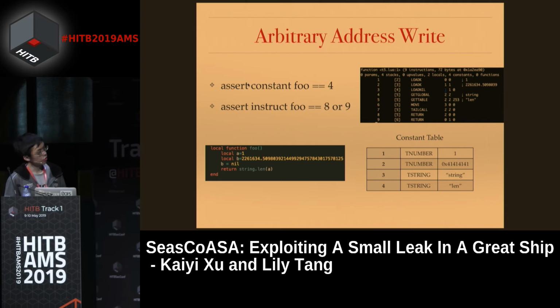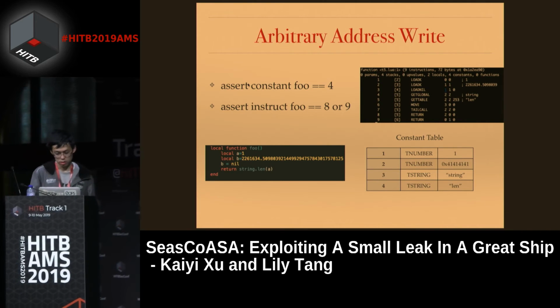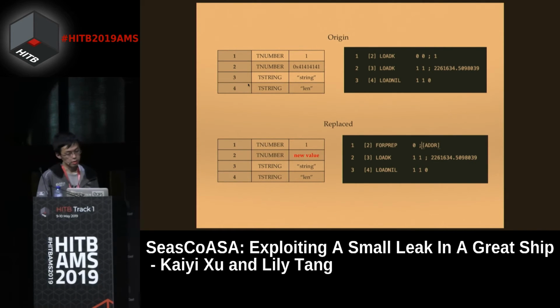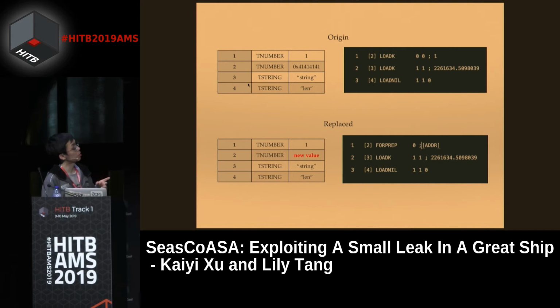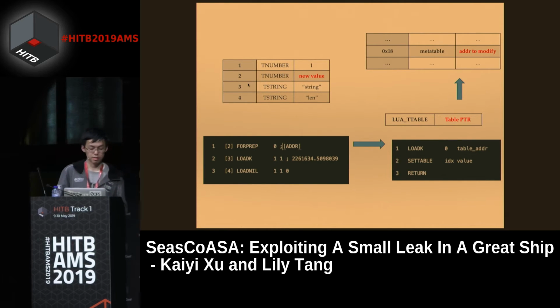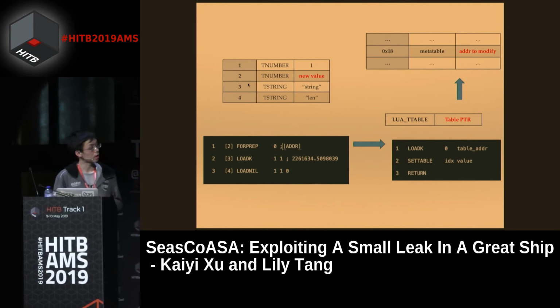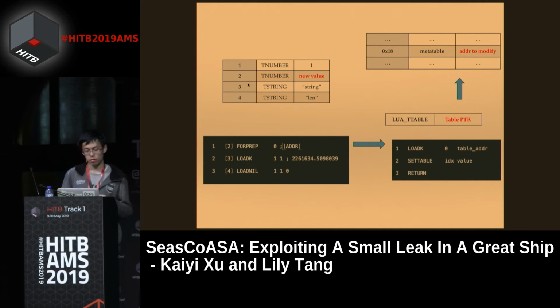There is a little difference here. We can see that the second parameter we have already replaced with 0x414141. And we can replace it like this: replace the second parameter with the value we want to write, and replace the first opcode of our constructed function with FORPREP. The process is like this: FORPREP jumps to our bytecode, and in our bytecode we load a fake table.